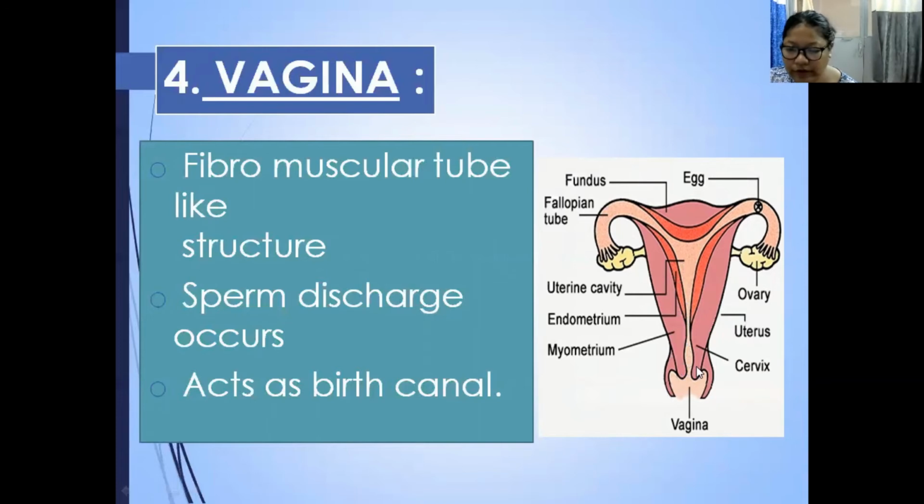So that is how delivery of the baby takes place, and that is the reason why the vagina is called the birth canal, or it acts as the birth canal.